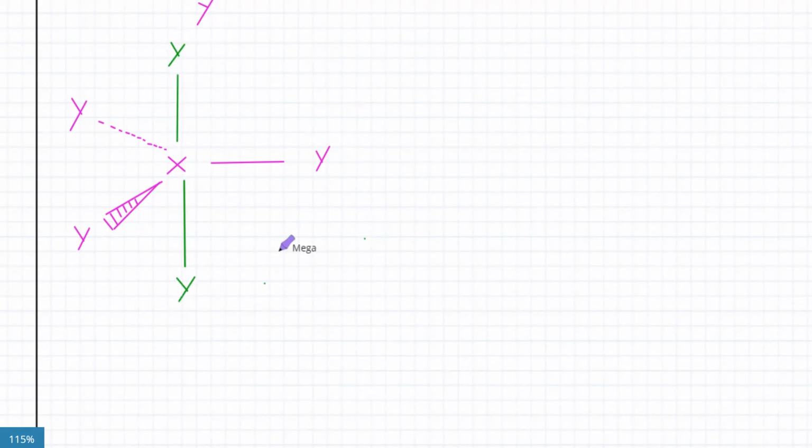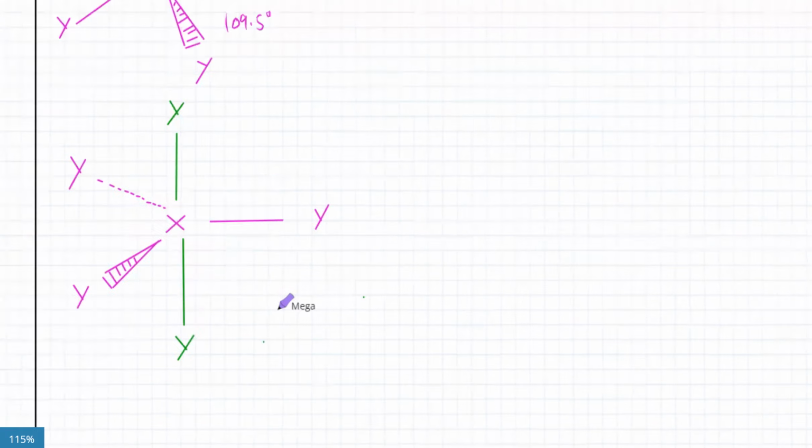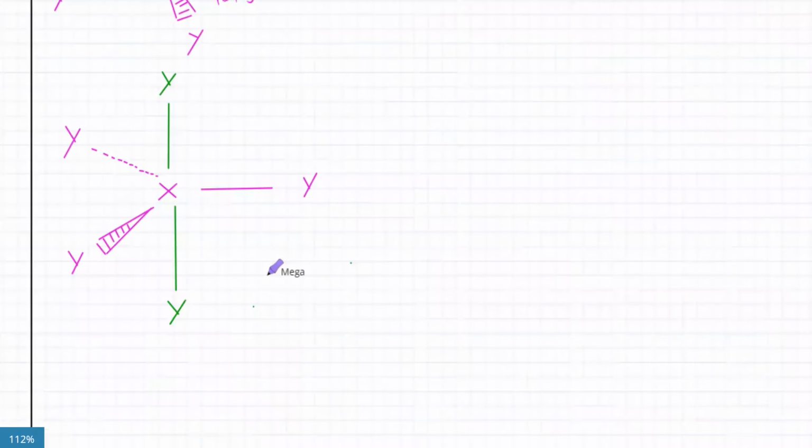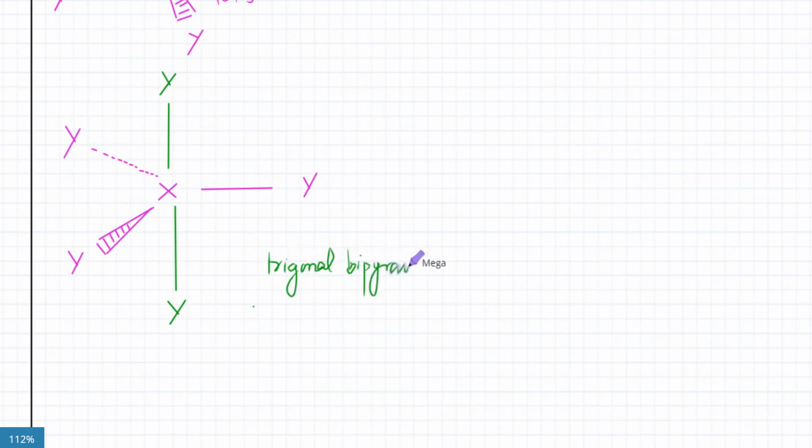Now this particular shape is known as a trigonal bipyramidal arrangement. The angles between the fans are 120 degrees, and the bonds that are hanging at the bottom and the top of the fan make an angle of 90 degrees. So that is 5 bonds. If an atom makes 5 bonds, this is what it's going to look like.